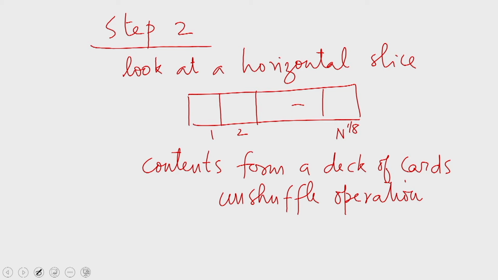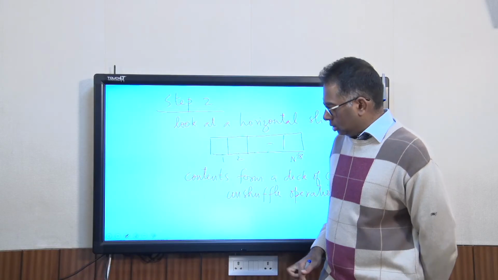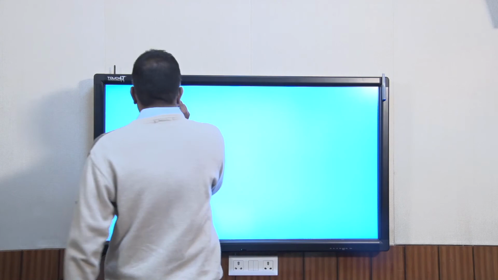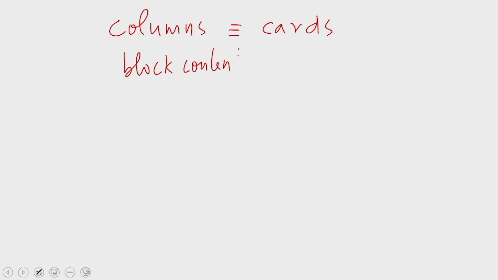In particular, let us consider the first block. We take this first block and redistribute the columns of this block, let us say the columns form the cards of the deck. So, the columns are the cards. And the block contents, that is all the n power 3 by 8 columns put together, will form a deck.